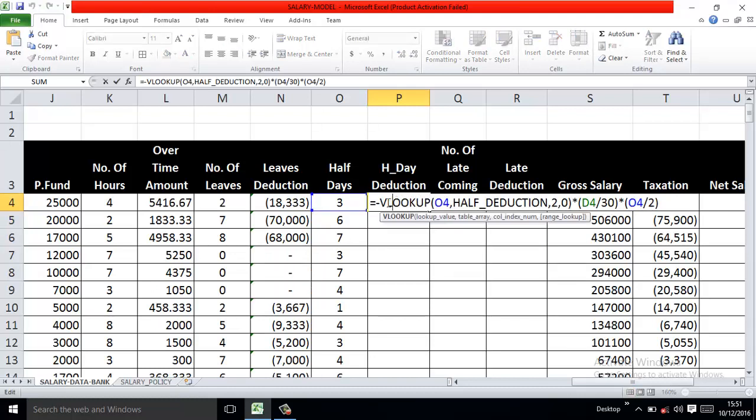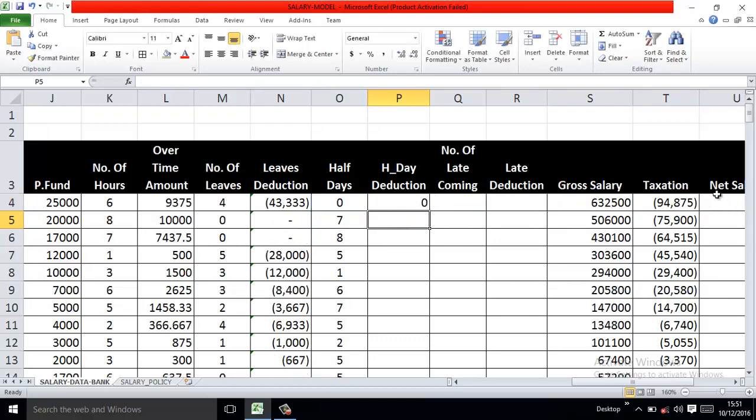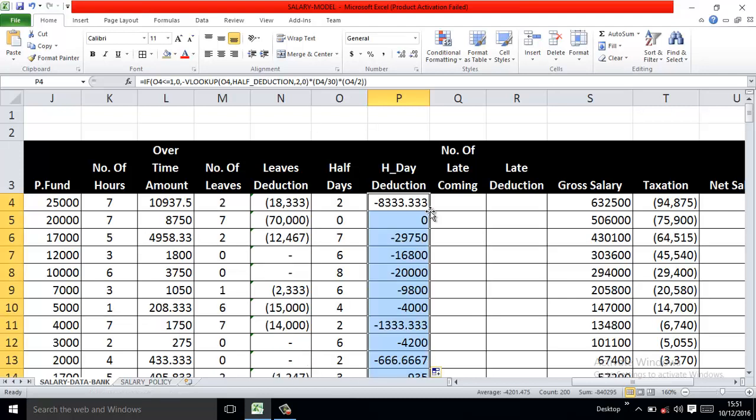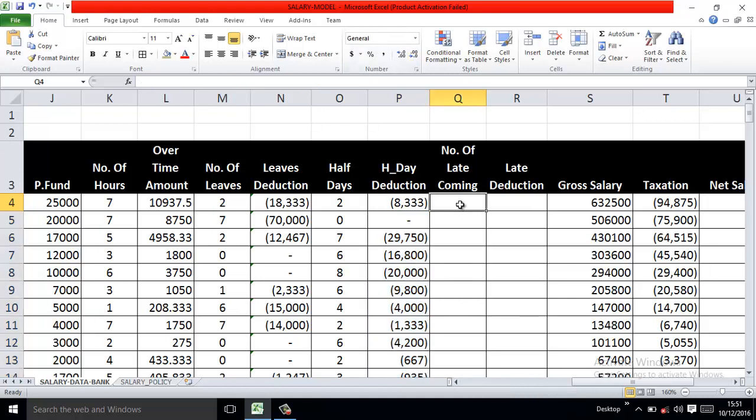So again here is what if someone doesn't have any half day. So again apply a check: if it is less than or equal to 1, which includes 0 as well as 1, then the result is 0, else go for this result. And we are over here getting the result, and then apply comma style for the accounting. We got it. Here we go to calculate the amount for the late coming.